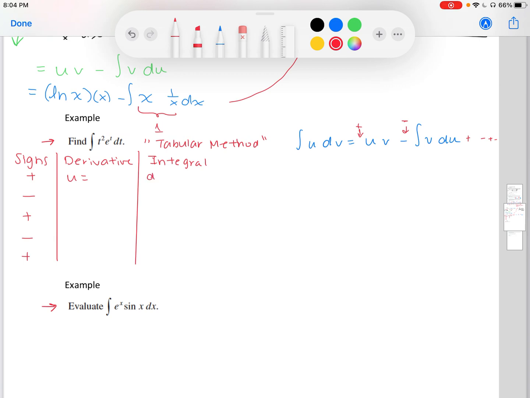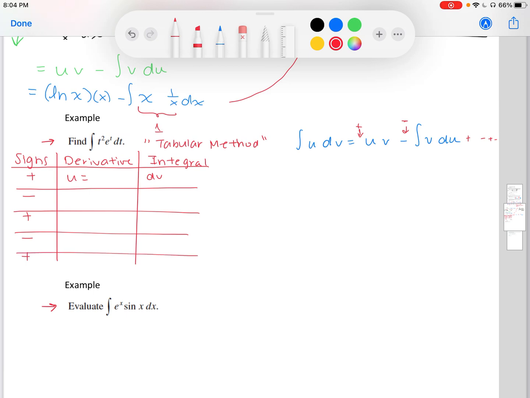All right, so we need our signs, derivative, and integral. Now, this is just a way to keep track of all the integration and differentiation that you would have to do to be able to complete integration by parts. All right, so we're going to label u as the simpler one. So here our u is t squared, and our dv is going to be e to the t.